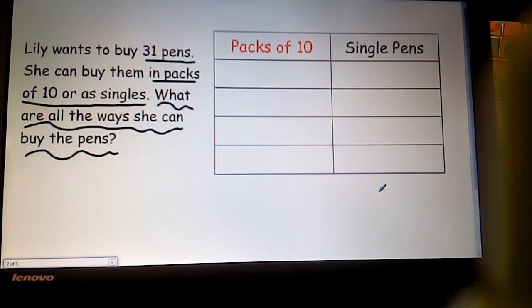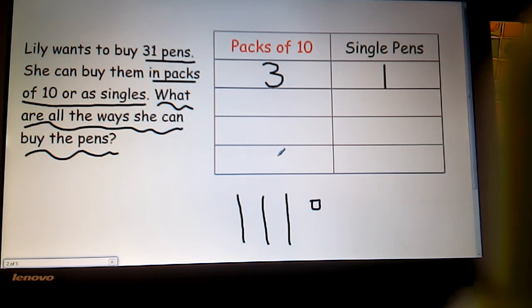The first thing I tell students to do is to look at this number 31. How could I make that number using base 10 blocks? Well, I know I could use 3 longs and 1 cube to make that number. That is the first thing you're going to put in your graphic organizer. It stands for 3 packs of 10 or 3 longs and 1 single pen or 1 cube.